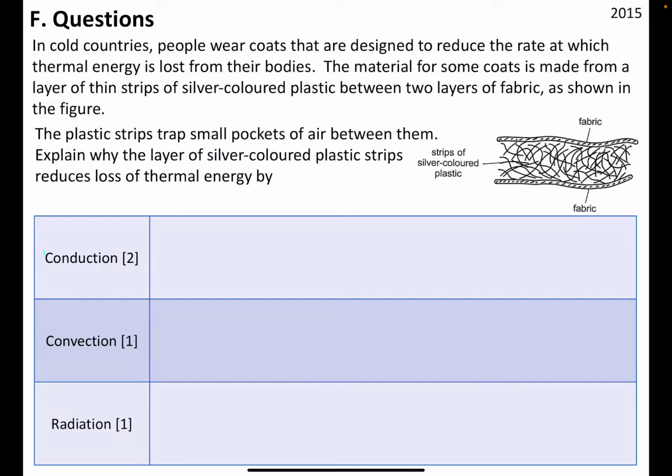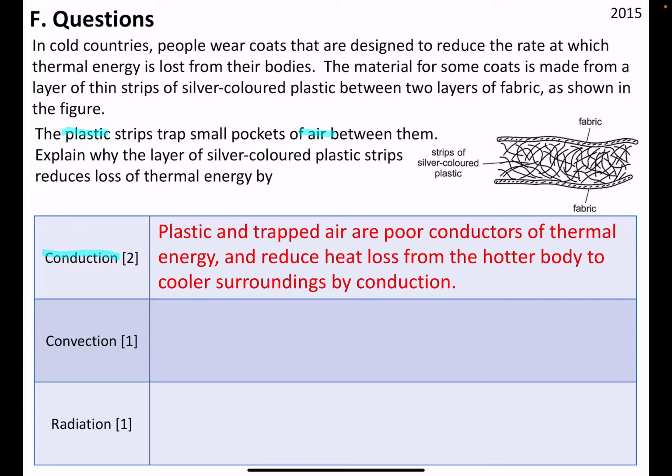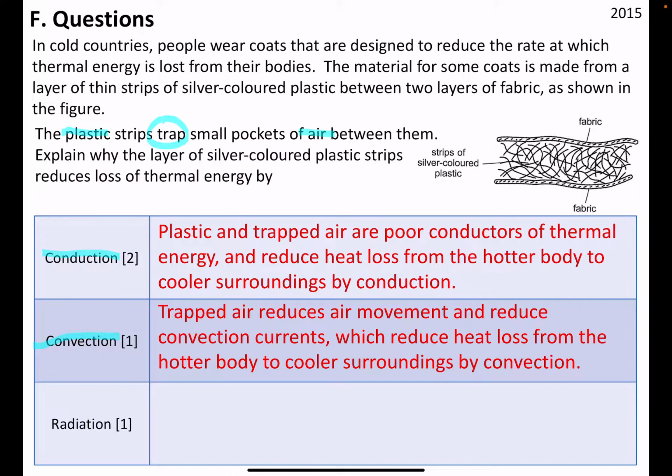So let's start with the first one, conduction. And in the passage, we can identify plastic and air. So plastic and trapped air are poor conductors of thermal energy and reduce heat loss from the hotter body to the cooler surrounding by conduction. So convection. Convection talks about, in the passage we can see it traps small pockets of air. So trapped air reduces air movement and reduces convection currents, which reduce heat loss from the hotter body to the cooler surrounding by convection.